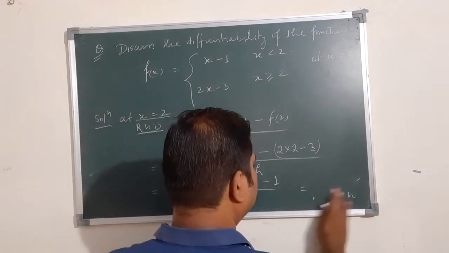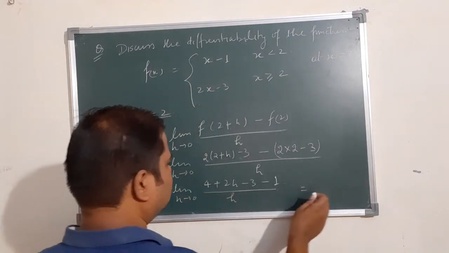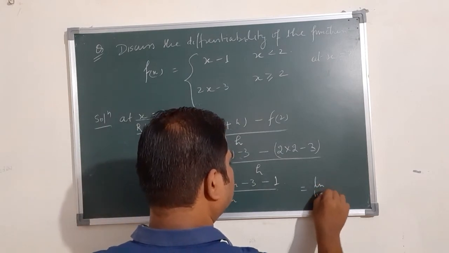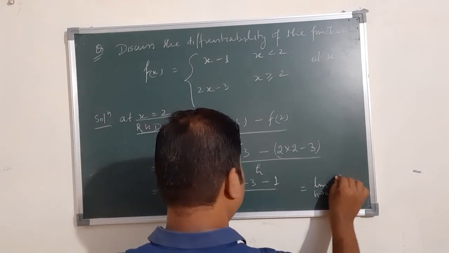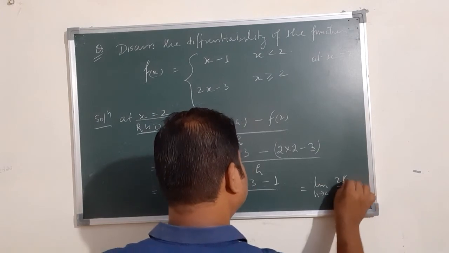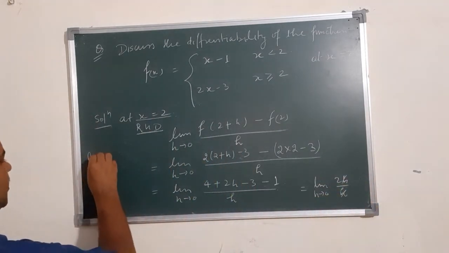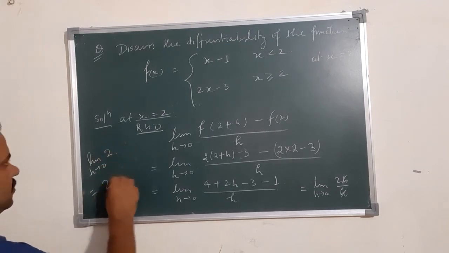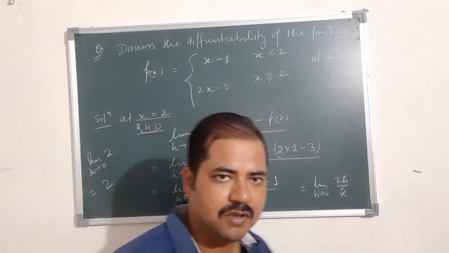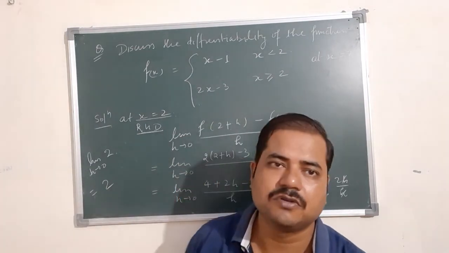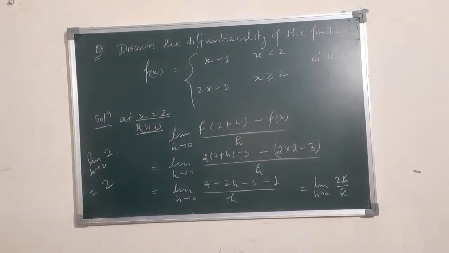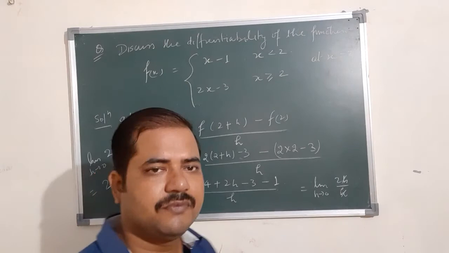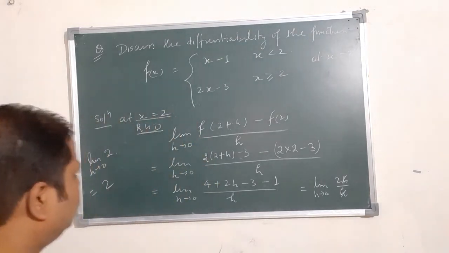So you can see here 4 minus 4 is 0. So limit h tends to 0, 2h upon h. This cancels out. So limit h tends to 0 of 2, this is 2. So if we see here, then LHD does not equal RHD. Hence the function is not derivable at x is equal to 2. That is, the function is not differentiable at x is equal to 2.